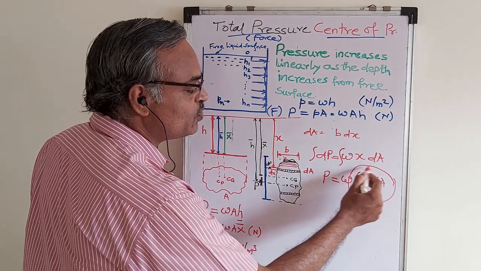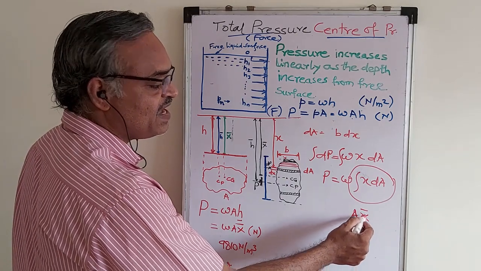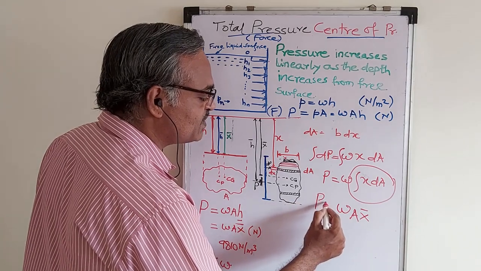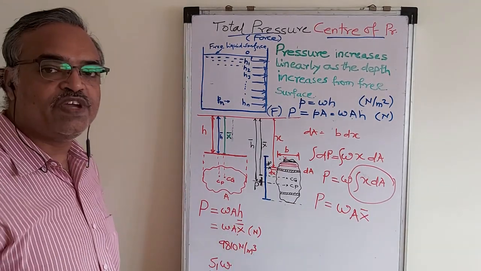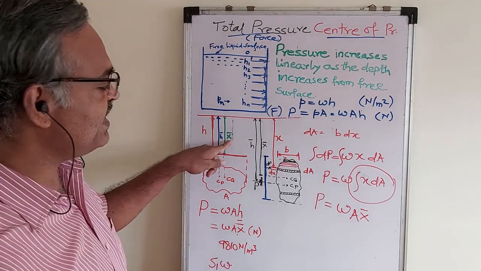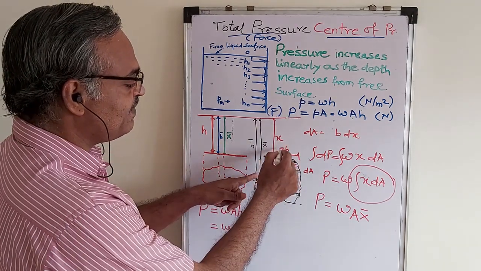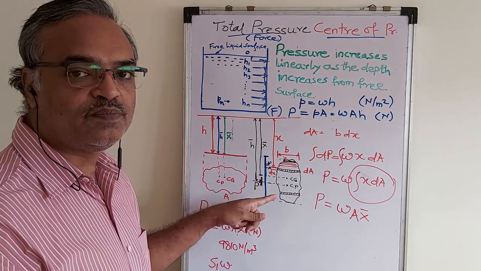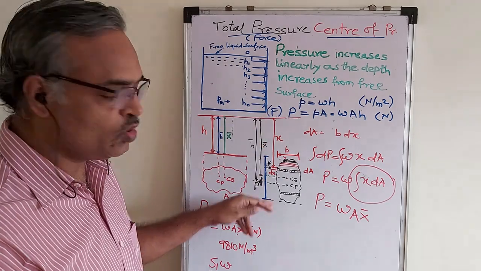So you can replace this integration term by this A x bar term, and W is already there. So total pressure becomes now W A x bar. Again, it is similar to what we have derived in the earlier case. But here H and x bar are same, here it is not the case. Everywhere the height of liquid acting on the part of the body is increasing as we go down.